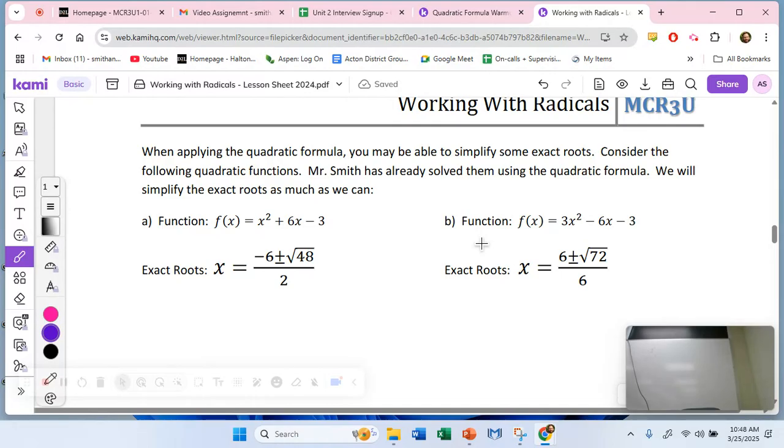If you looked up the exact roots, say in the back of a textbook or that sheet from yesterday, you would not see -6 plus or minus the root of 48 over 2, because the root of 48 can be simplified. So let's do a little exercise here together.